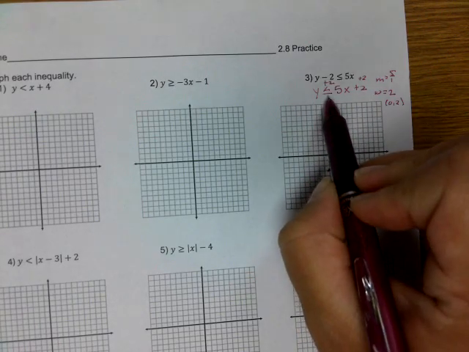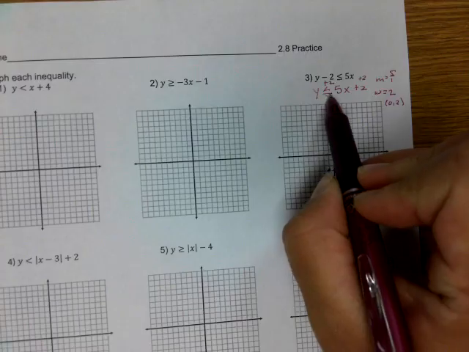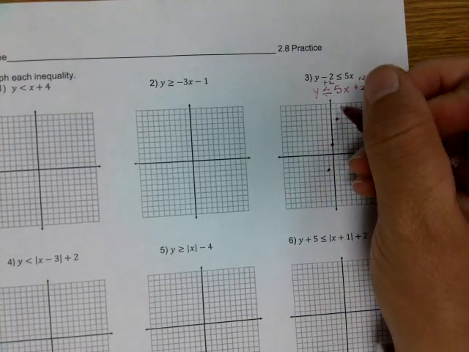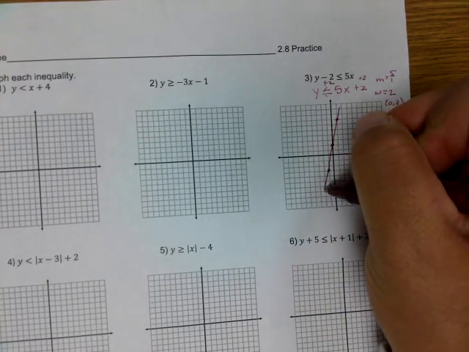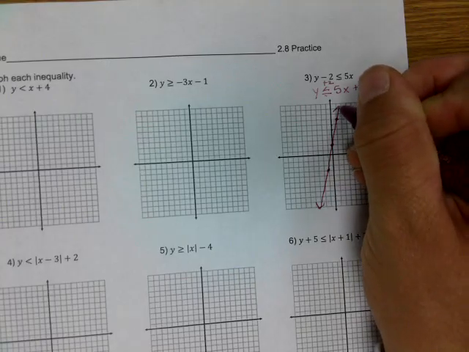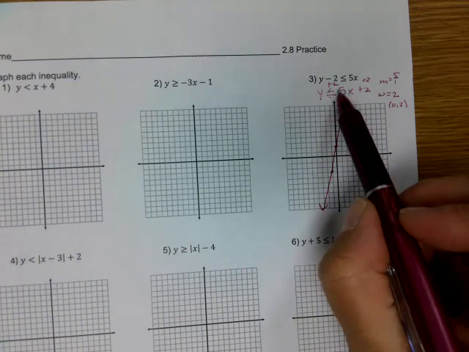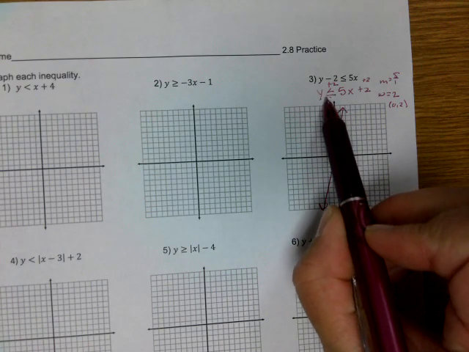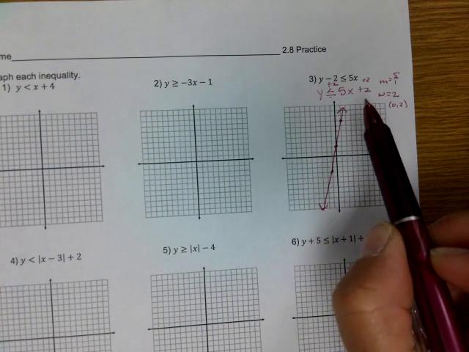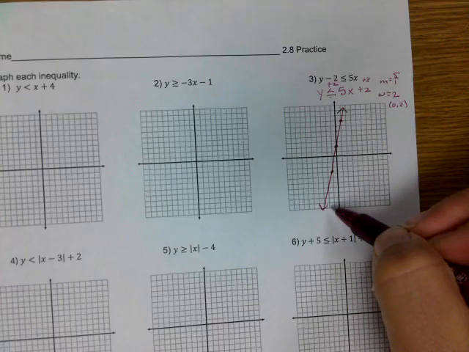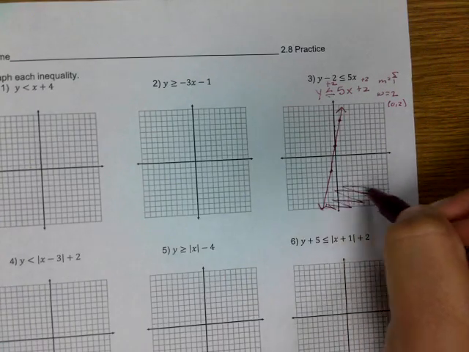Then I have to look here. I have to think, is it solid or is it dotted? Because there's a line, that means this is going to be solid. Just like when we're in one-dimensional, that would be a closed circle. Now in two-dimensional, that means a solid line. And then I have to look at this. Is this shaded above? Y is less than, or below? So if it's y is less than, I have to look below the line and shade below the line.